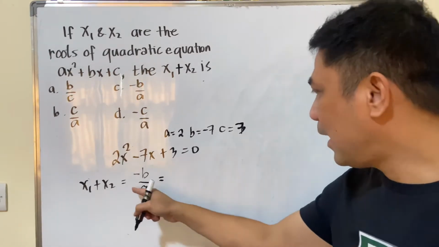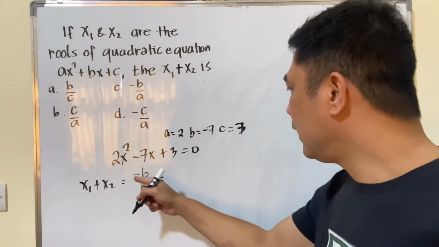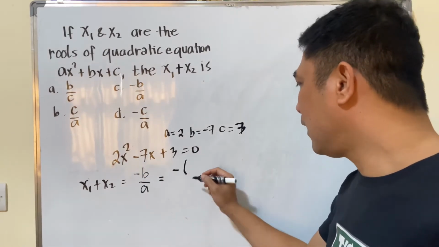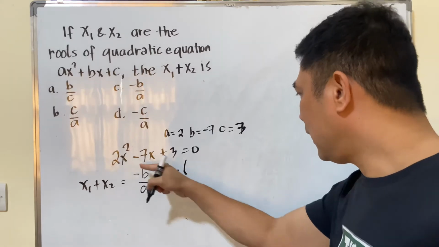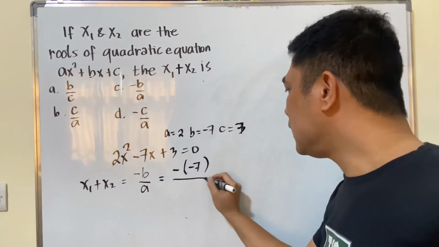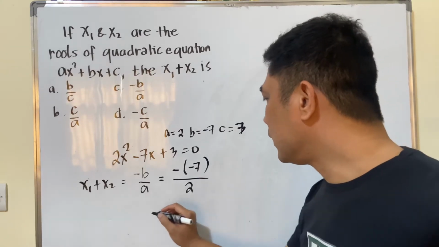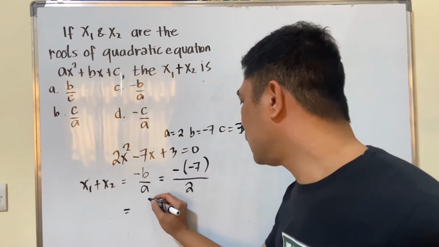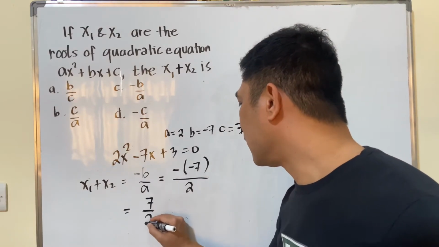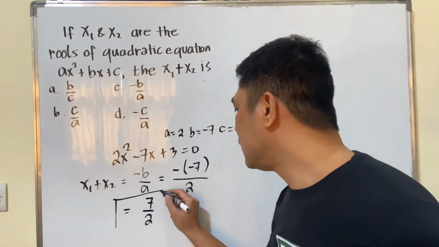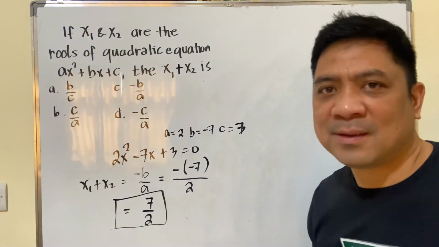So therefore, we have to substitute the value, so negative, minus, so just be extra careful here, so that is negative, and the b value is negative 7 over a, which is equal to 2. So therefore, the sum of the roots of this quadratic equation is equal to 7 over 2. So negative times negative is positive. So this will be our answer here.